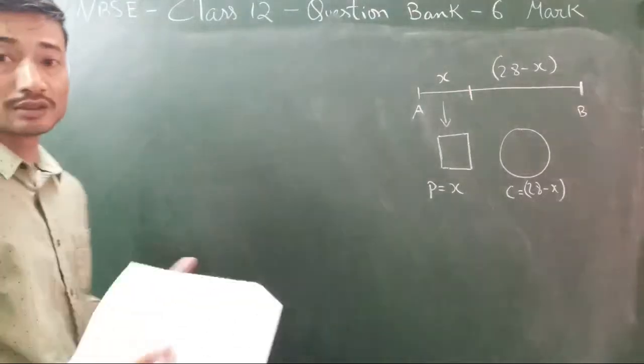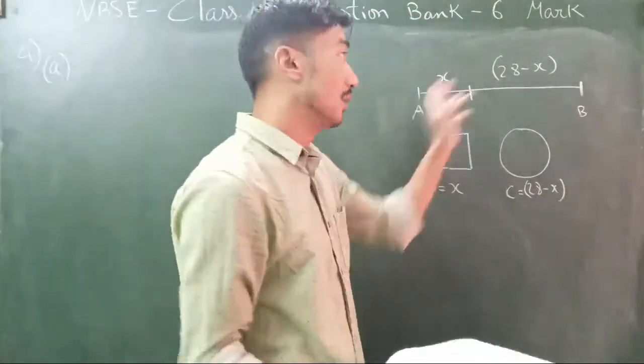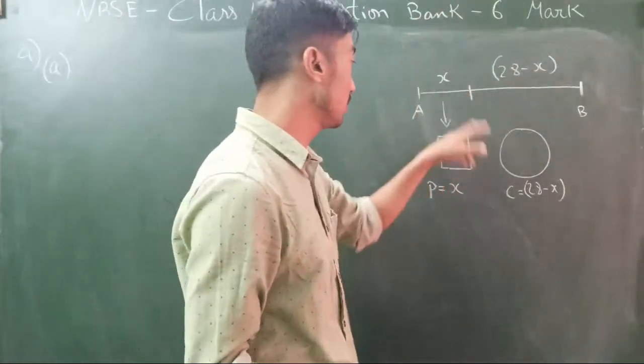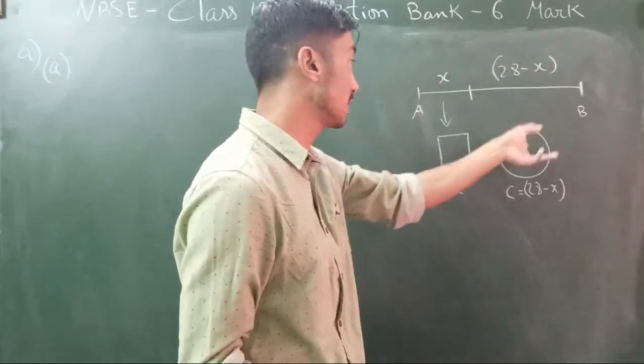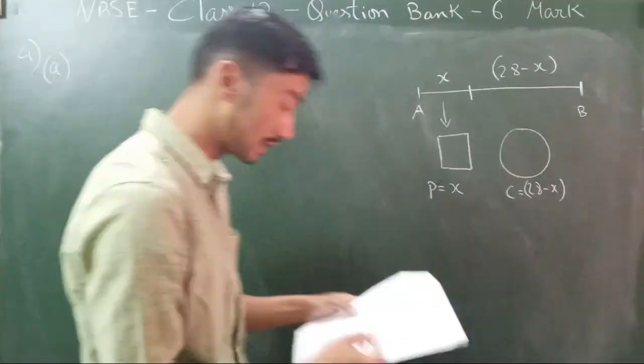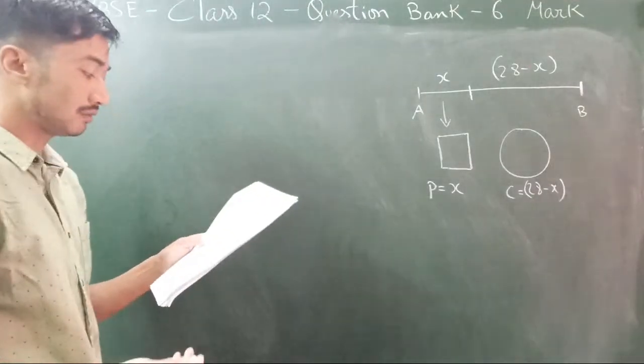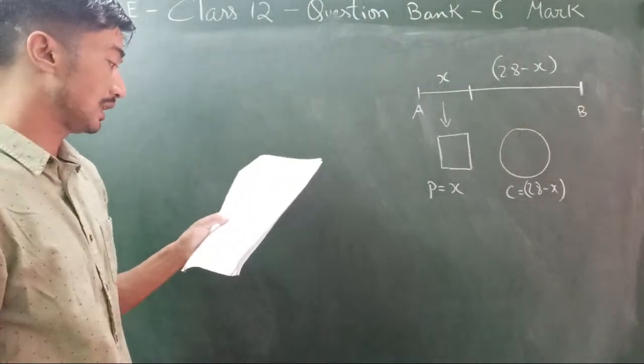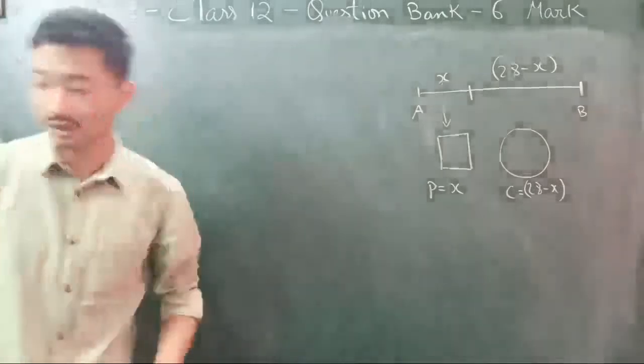Isn't it? I got your question, no? A wire, we cut one wire, we make a square, another wire, we make a circle. So that's the perimeter only. Perimeter means total length of the wire only. First, what should be the length of the two pieces so that the combined area of the square and the circle is minimum?